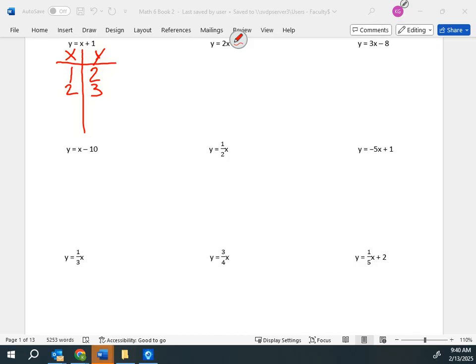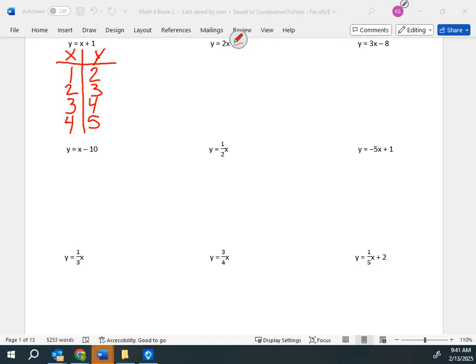Emma? 3. If I put a 3 in for that x, what is my y going to be, Emma? 4. Because 3 plus 1 equals 4. What should I do next, Sophie? If I put a 4 in, what do I get from my y, Sophie? 5.